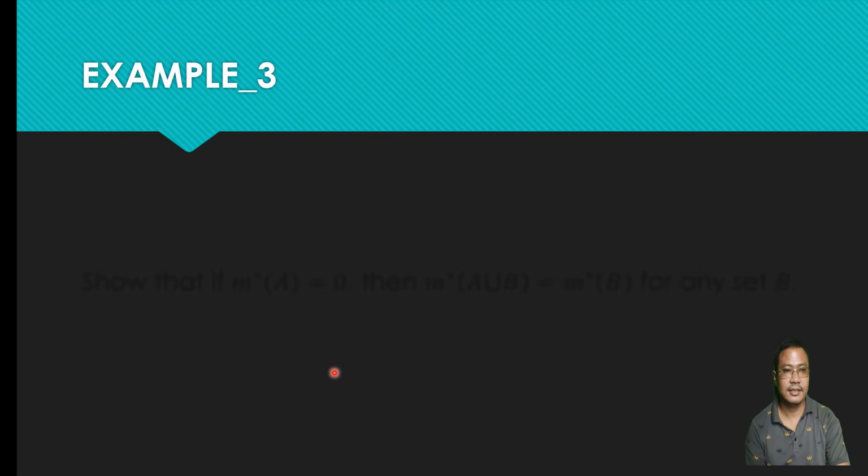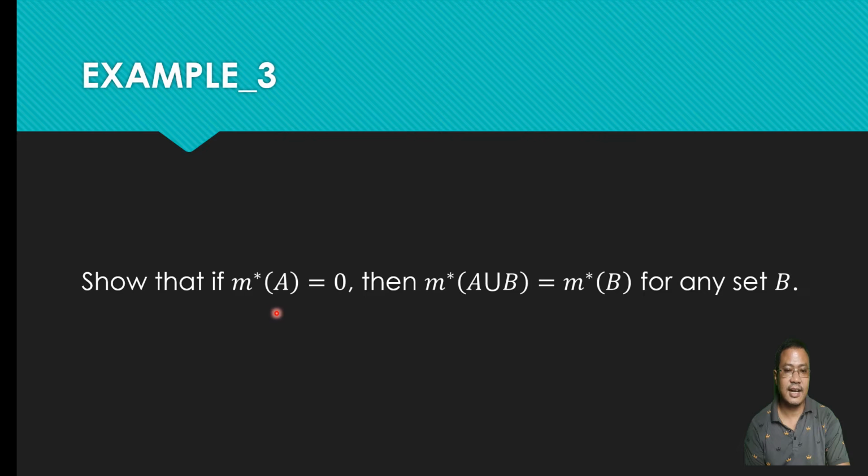All right, so example number 3, let us see another example, and this is also one of the important examples. If m star A is equal to 0, that is, outer measure of a set is equal to 0, then outer measure of A union B is equal to outer measure of B for any set B. Okay, if outer measure of a set A is equal to 0, then m star of A union B is equal to m star B for any set B. This is also one of the fundamental examples. Let us see.